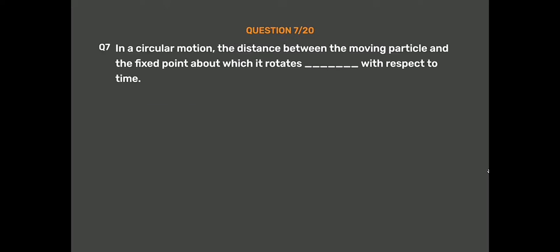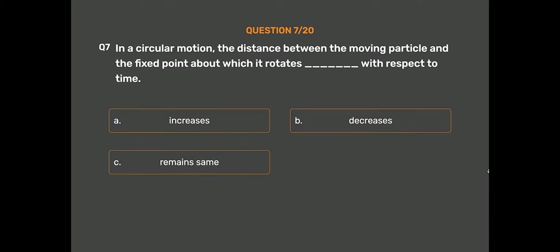Question number 7. In a circular motion, the distance between the moving particle and the fixed point about which it rotates _ with respect to time. Option A. Increases. Option B. Decreases. Option C. Remains same. Option D. Increases and then decreases.